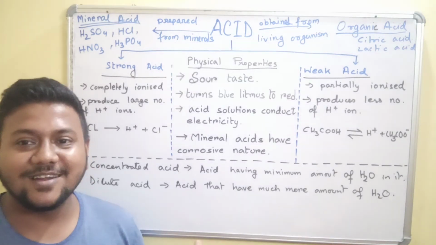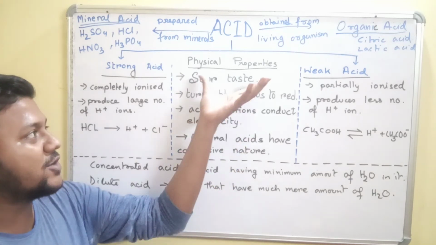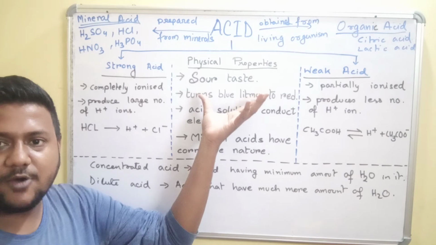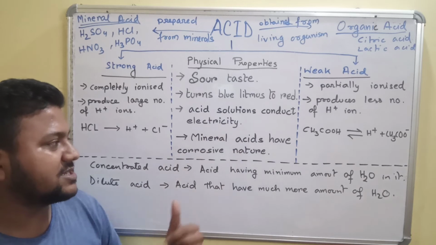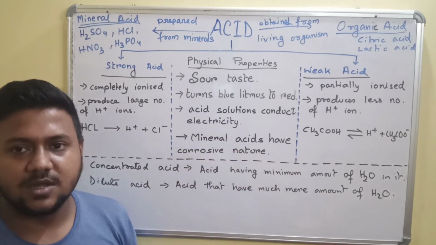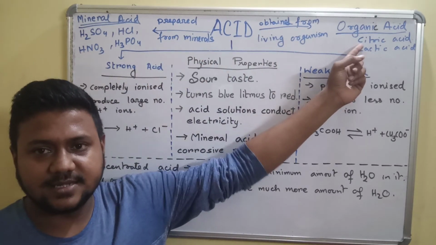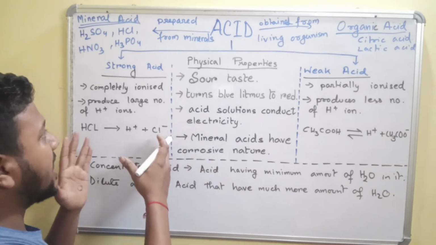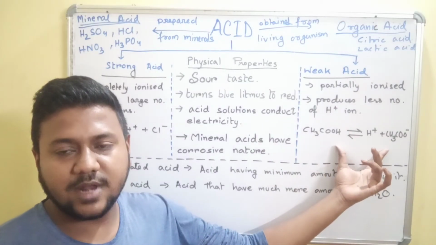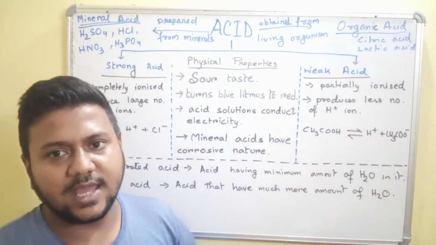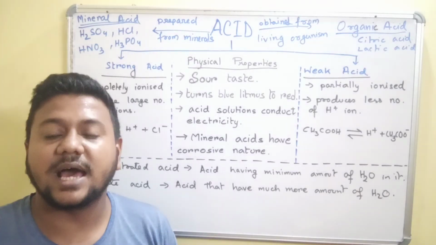So as to learn about a particular acid and its properties, we should first know its physical properties. They are sour in taste, they turn blue litmus paper red, acid solutions conduct electricity, and mineral acids are corrosive in nature. Then we learned about the classification into mineral and organic acids, and what a strong acid and a weak acid are: complete ionization in strong acids, partial ionization in weak acids.